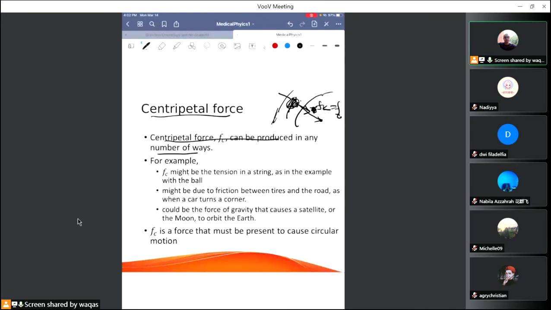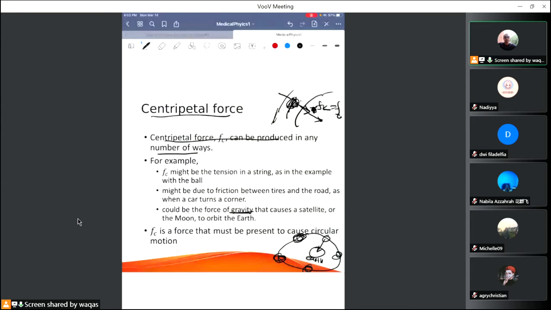Or it could be the force of gravity that causes satellites to orbit in a circle. For example, this is our Earth, and this is a satellite. In this case, the gravity attracts these satellites, so the gravity basically acts as the centripetal force.